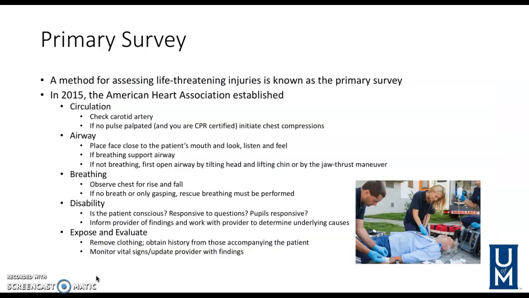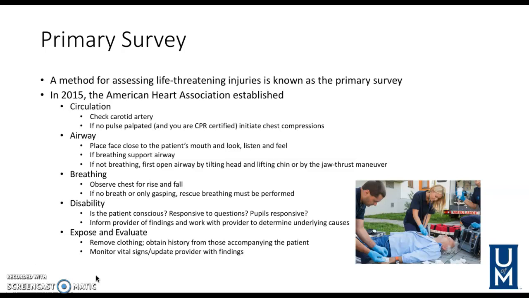So continuing on with our CAB assessment, it actually is continued with the D and the E. So we have our circulation, our airway, and our breathing. Next, we're going to look at disability. Is the patient conscious? Can they respond to our questions? Are their pupils responsive to light? Respond to the provider with any of the findings that you see. And then expose and evaluate. Remove any clothing, obtain a history from the patient, monitor their vital signs, and update the provider as you can.